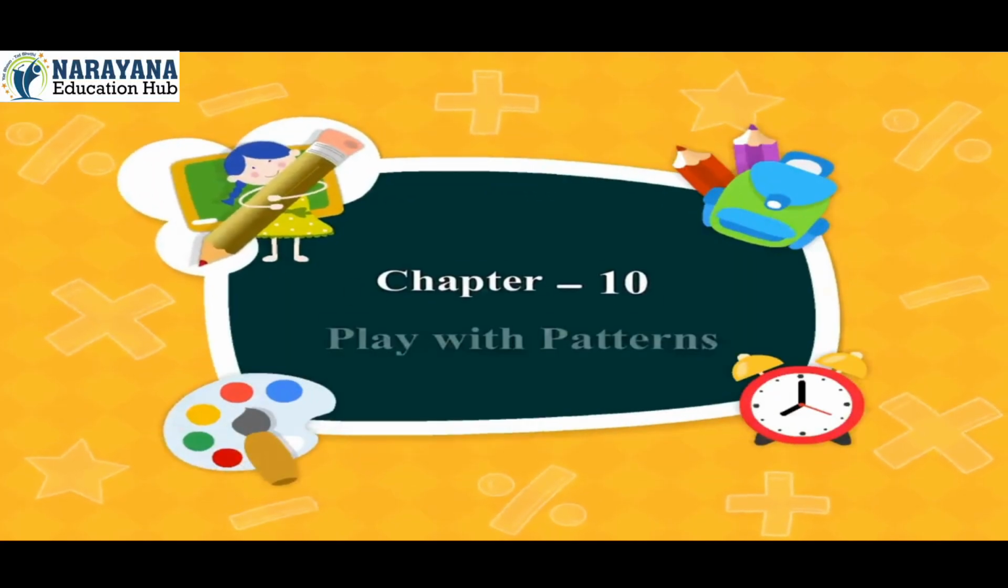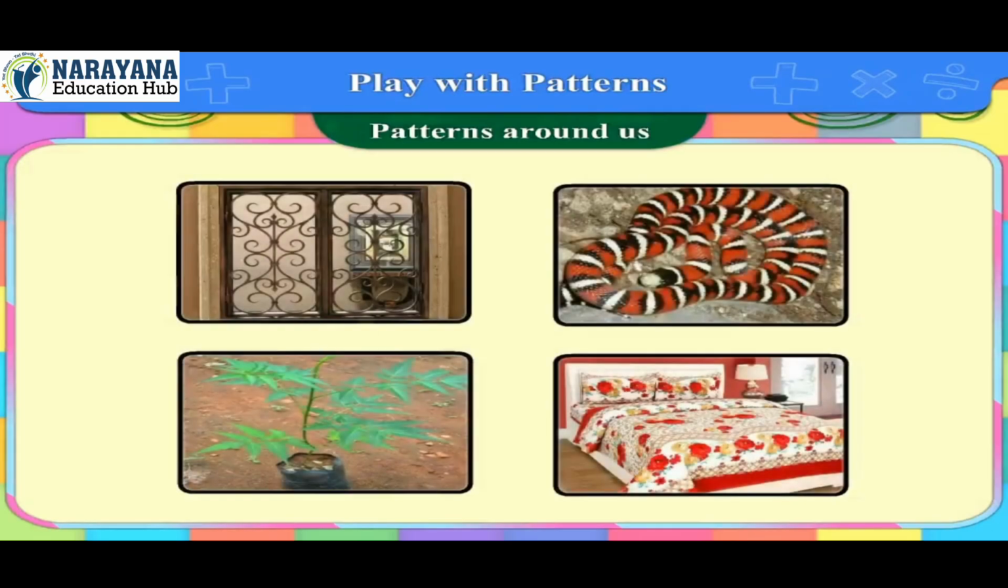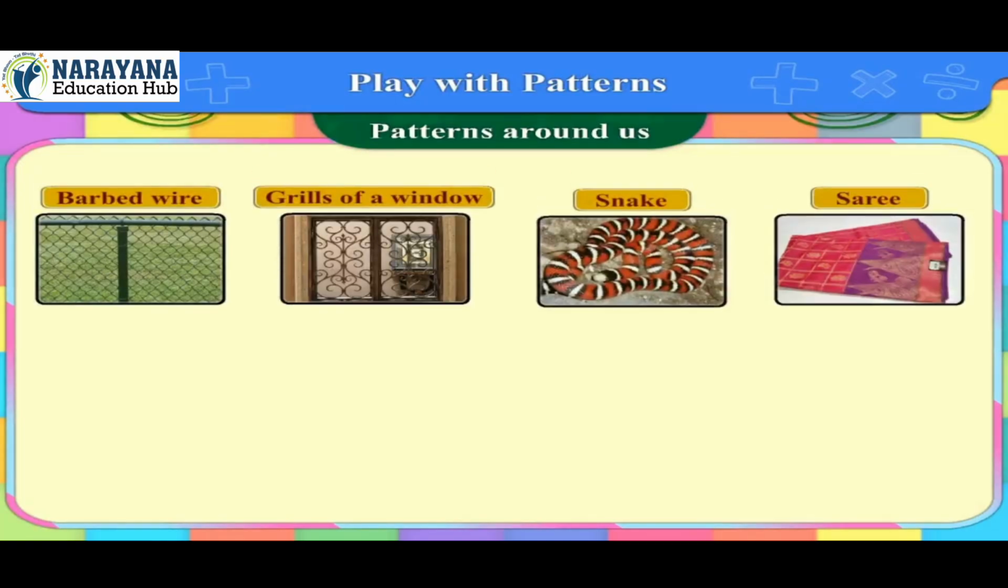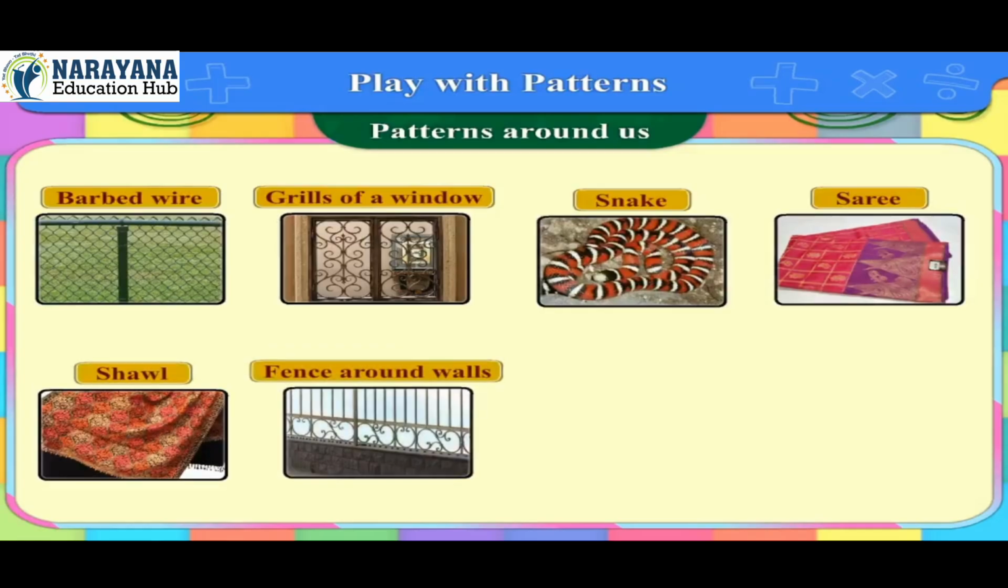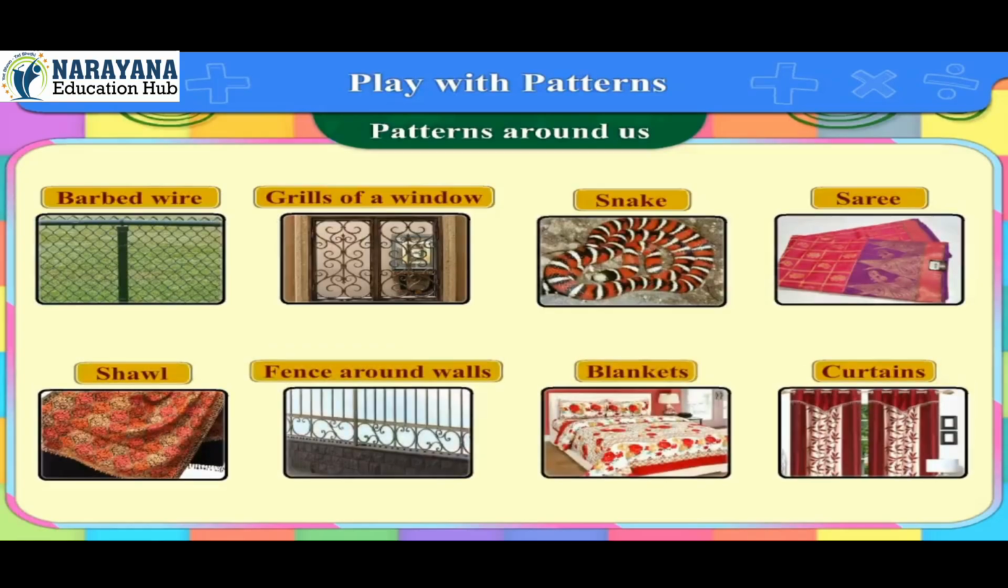Chapter 10. Play with patterns. Patterns around us. In everyday life, we see many patterns. For example, barbed wire, grills of a window, snake, sari, shawl, fences around walls, blankets, curtains, etc.